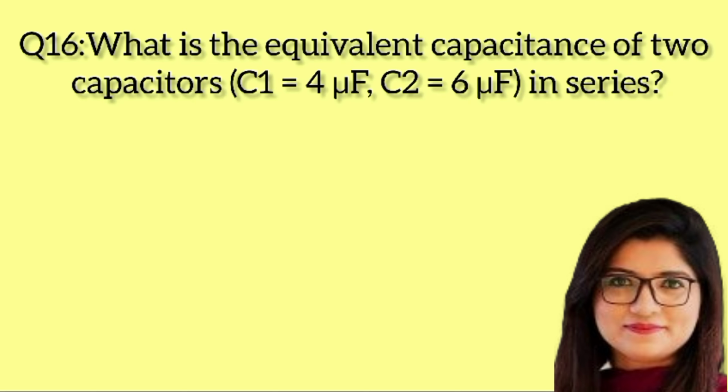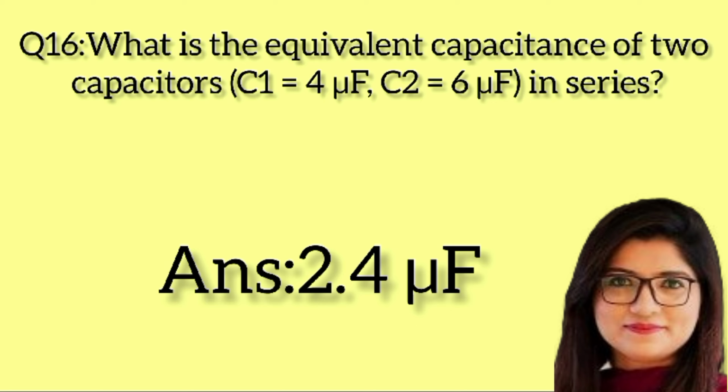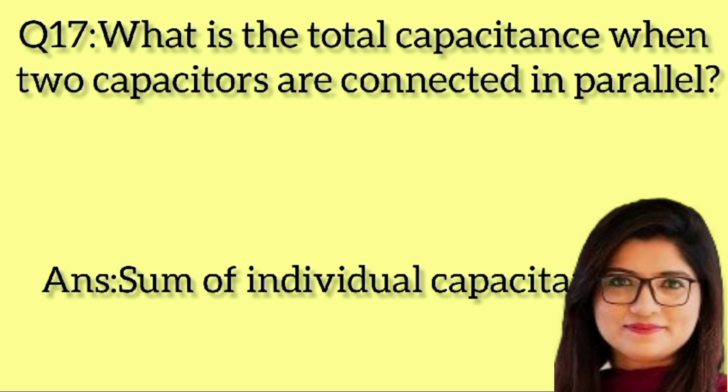Question 16. What is the equivalent capacitance of two capacitors, C1 equal to 4 microfarads and C2 equal to 6 microfarads, in series? Answer: 2.4 microfarads. Question 17. What is the total capacitance when two capacitors are connected in parallel? Answer: sum of individual capacitances.